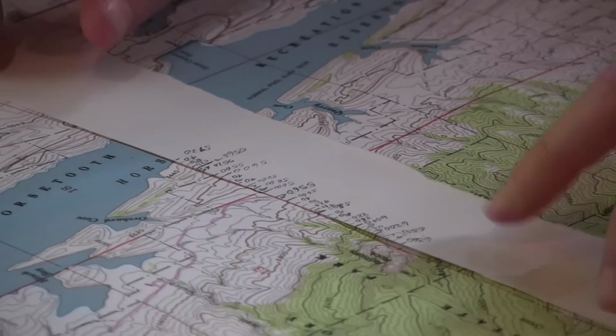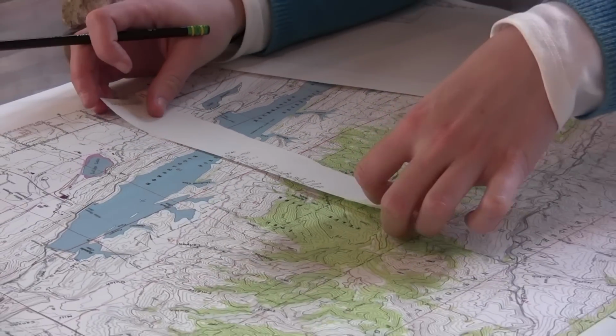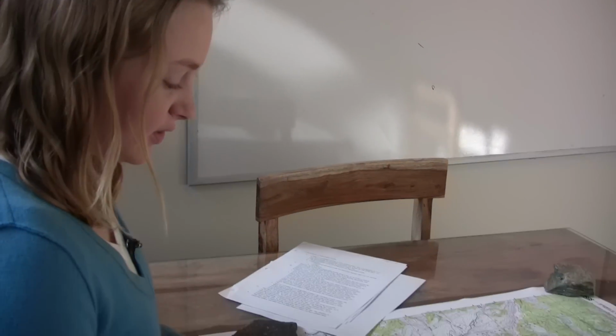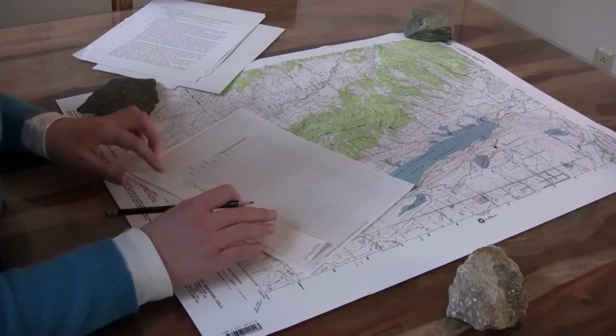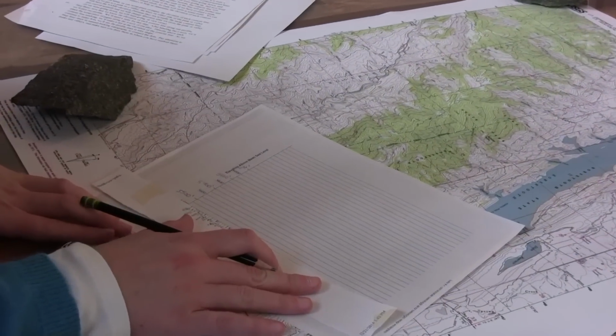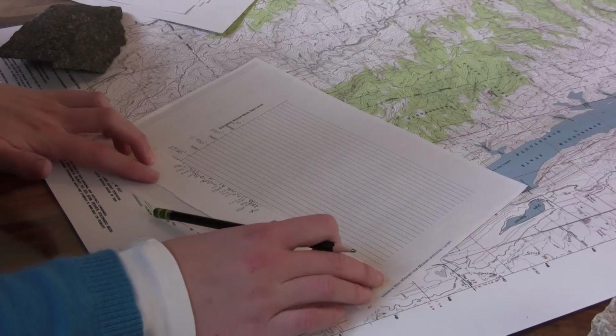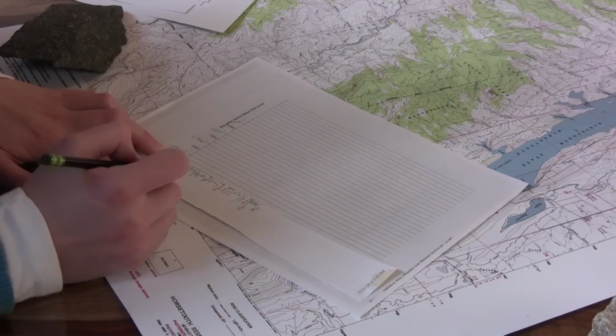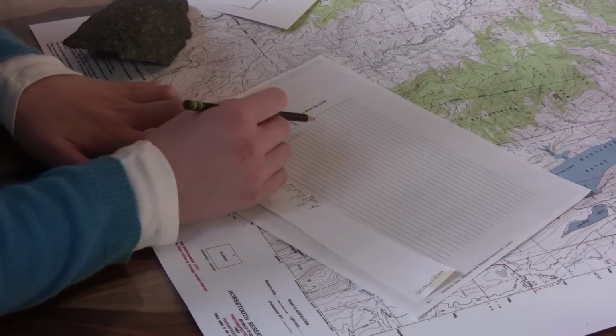Okay, so we're done with the map. And the next thing we're going to do is transfer. We're going to essentially make a scatter plot of these elevations. So we're going to transfer these elevations to our profile. Now we're going to take our scratch piece of paper that we've been plotting our elevations on, and use it to plot the elevations along our profile. So we take our scratch piece of paper, lay it along the x-axis of our profile, and then we're just plotting each of these elevations along the y-axis.